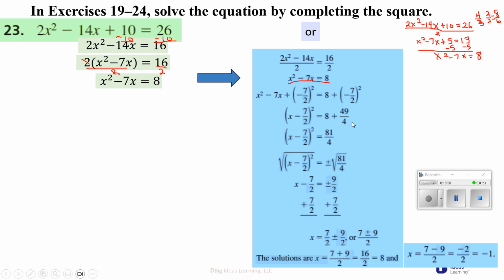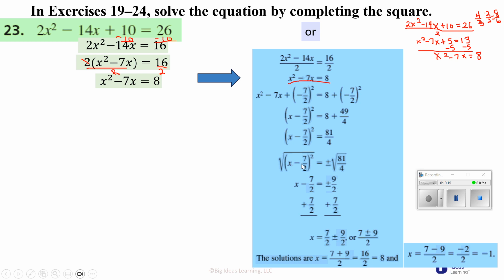Now I got 8 plus 49 over 4. Again, I'd multiply 8 by 4 over 4 to give us 32 over 4. 32 plus 49 is 81. Okay, and that gives us 81 over 4. Now I'm going to take the square root of both of these, which cancels out my square. And we know that the square root of 81 over 4 is really 9 over 2. And that's how they got here, plus or minus 9 over 2.